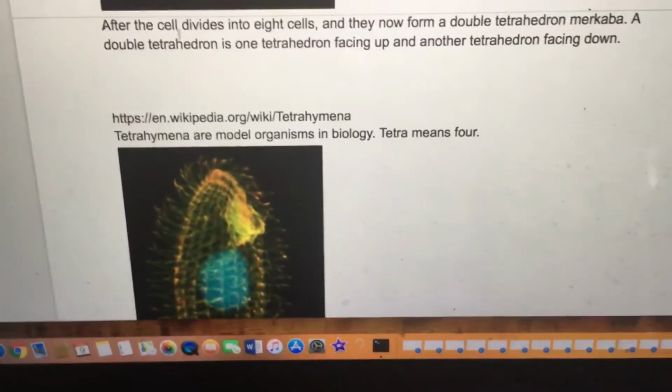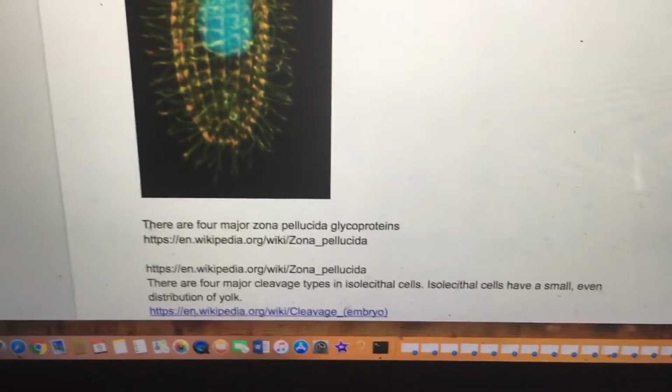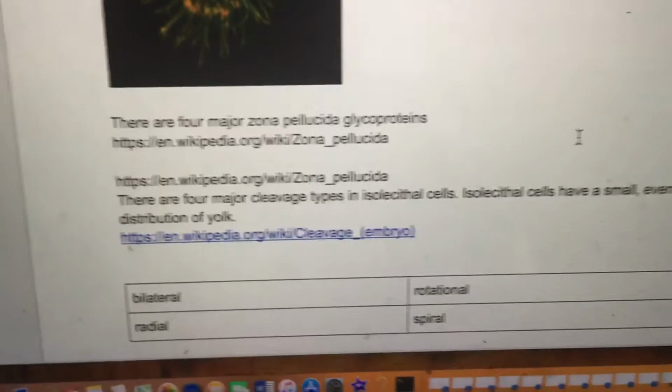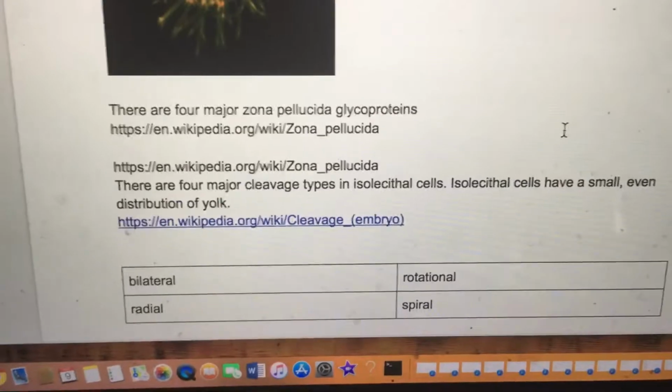Tetrahymena are model organisms in biology. Tetra means 4. Model organisms are used for experiments. They are used a lot in experiments. There are 4 major zona pellucida glycoproteins.